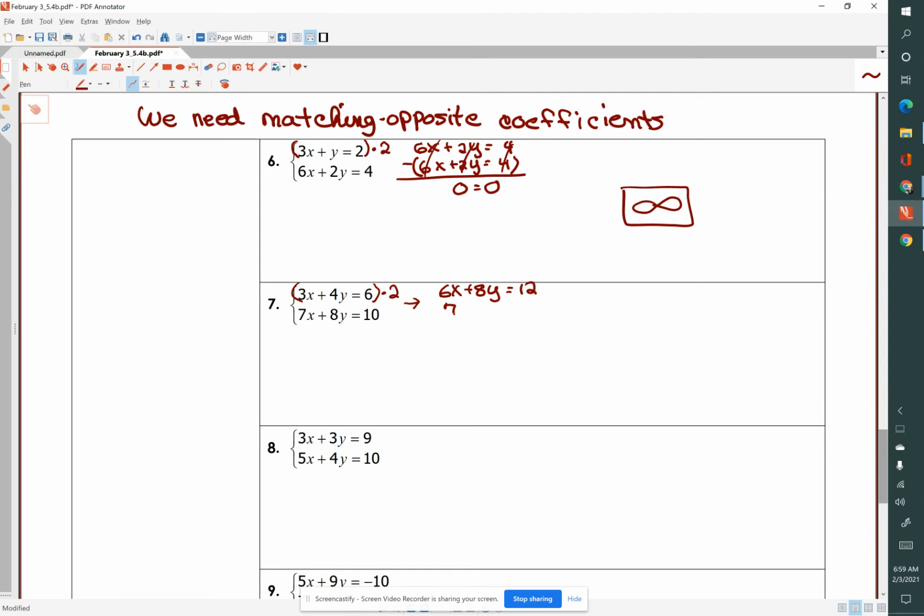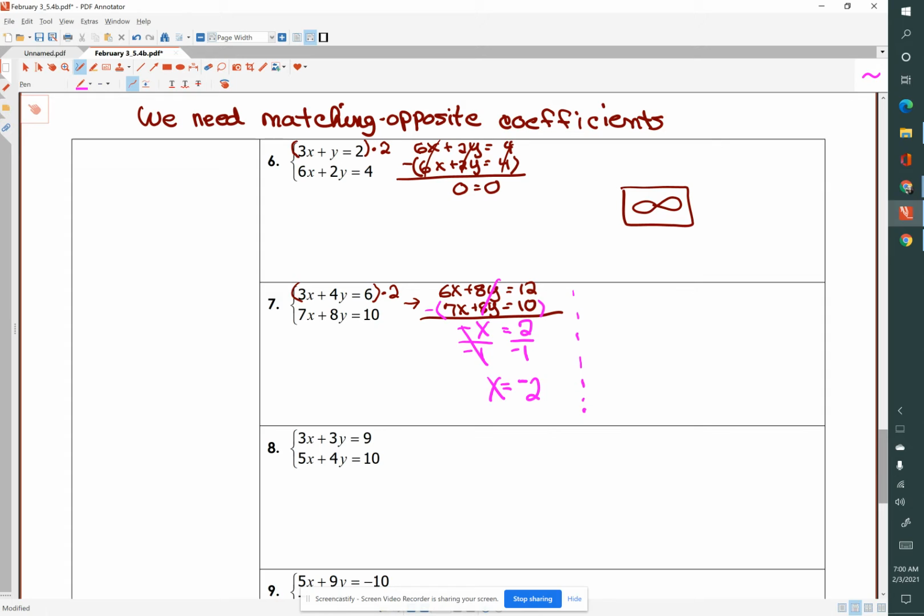Let's bring over our second equation, 7x plus 8y equals 10. And I'm going to change the color here. We're going to go ahead and subtract that second equation from the first equation. So 6 minus 7x is negative 1x. That 1 is an invisible 1. The 8y minus 8y eliminates the y terms, and 12 minus 10 equals 2. And of course, I divide both sides of this equation by negative 1, and x equals negative 2.